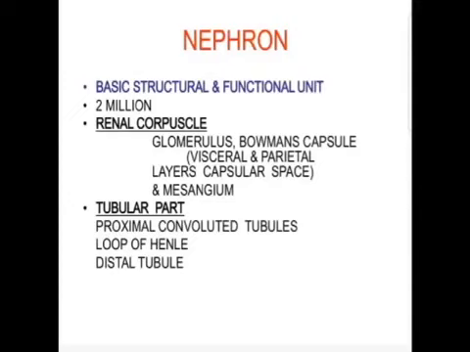The nephron is the basic structural and functional unit of the kidney. There are about 1.5 to 2 million nephrons present in the kidney. And a nephron is composed of the renal corpuscle, which is the glomerulus and the Bowman's capsule, which has got the visceral and parietal layers, and there is a capsular space. And then we have got the tubular part, which consists of the proximal convoluted tubule, the loop of Henle, and the distal tubule.